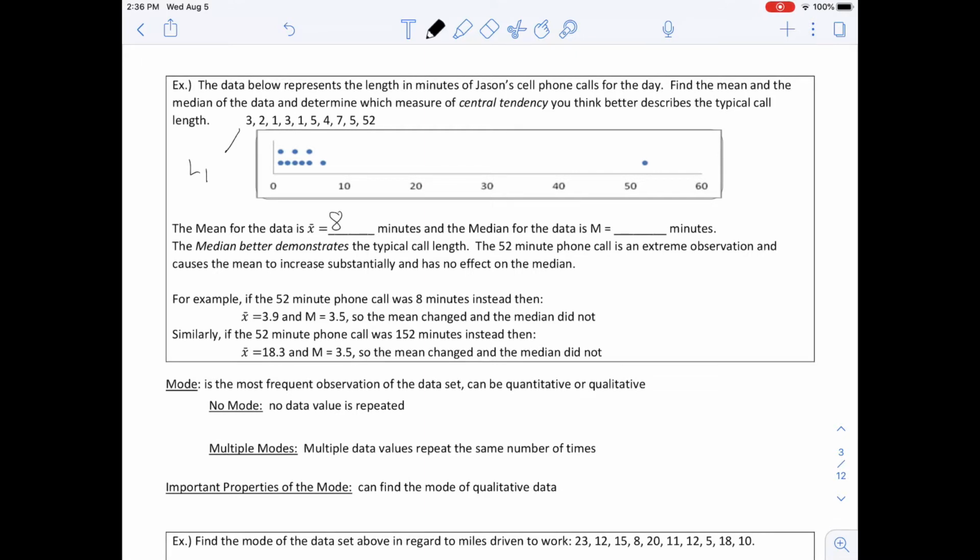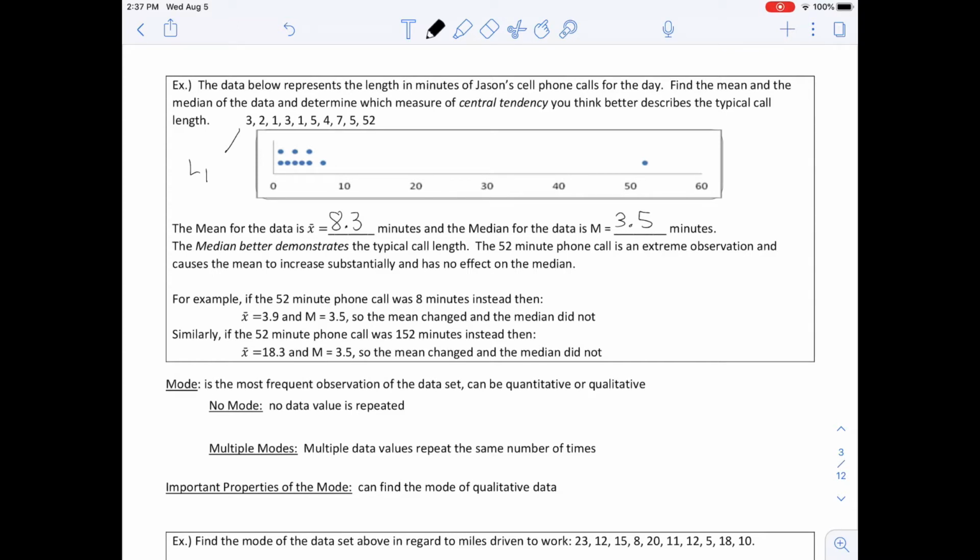From the calculator, we get that the mean is equal to 8.3 minutes and that the median is equal to 3.5 minutes. The median better demonstrates the typical call length. The 52-minute phone call is an extreme observation and causes the mean to increase substantially and has no effect on the median. So his phone calls are relatively short. Most of them are under 5 minutes. And so 3.5 represents the average amount of time he spends on a phone call.